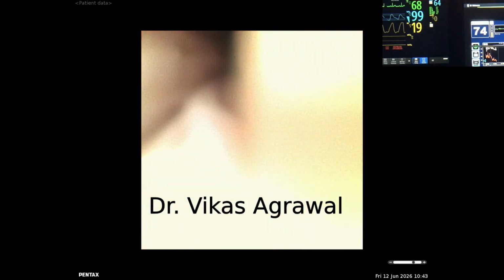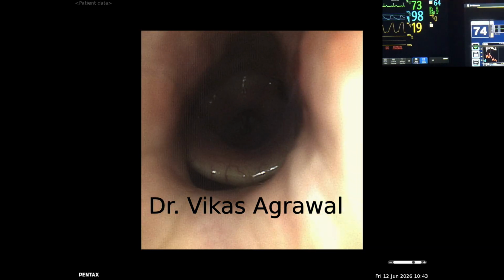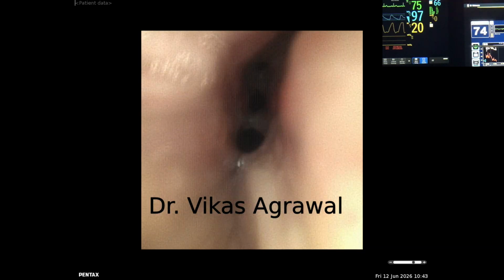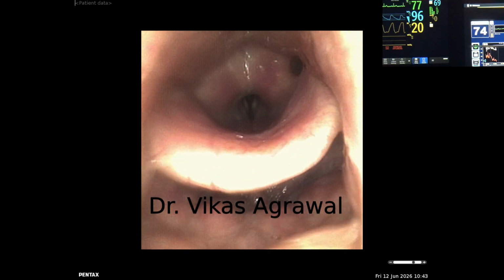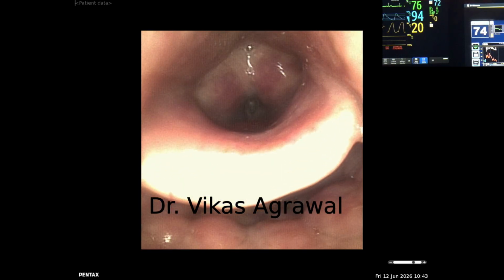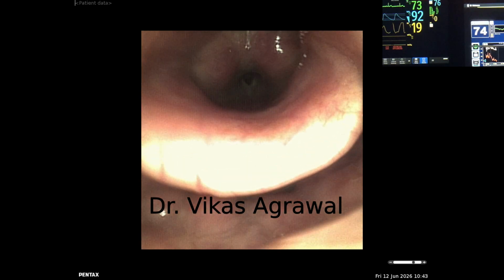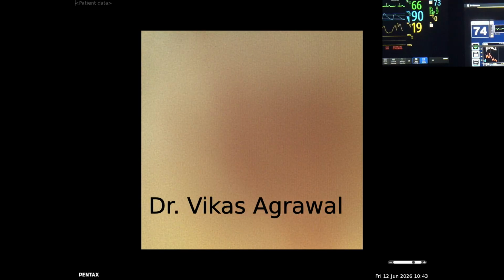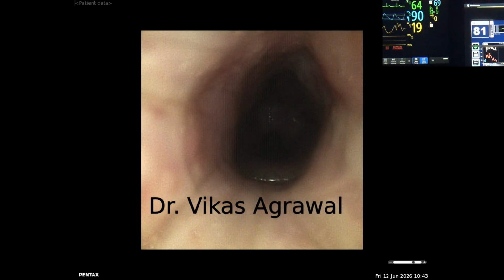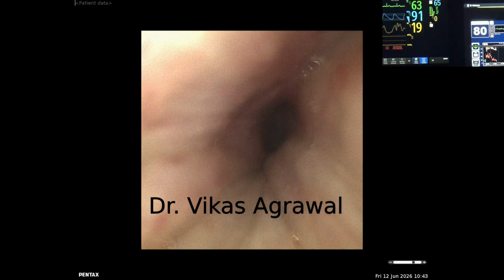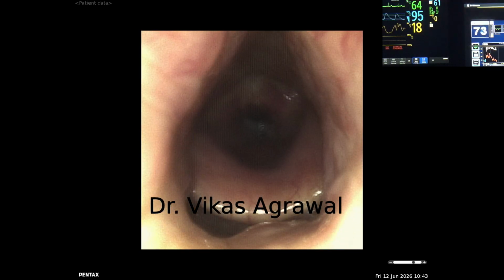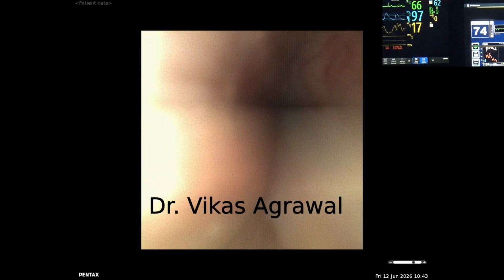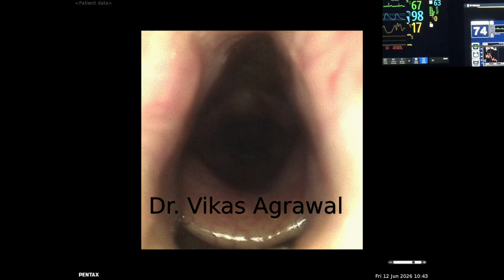That's the uvula, which is pretty long. So right now the predominant pattern is lateral. The tongue base and the epiglottis are not contributing to the collapse. That's the best part. That's what we even saw on the cone beam CT, that the tongue was not large and the palate was pretty long.